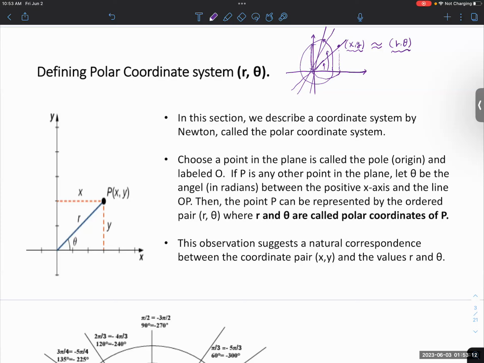In this section, we're going to describe the coordinate system, by Newton, called the polar coordinate system. We are not going to use x comma y anymore. We are going to use the new corresponding system, r comma theta. Basically there are two different systems to read these points. One is coordinate points, and another one is the polar coordinate system. I will show you how to convert back and forth between the two systems.